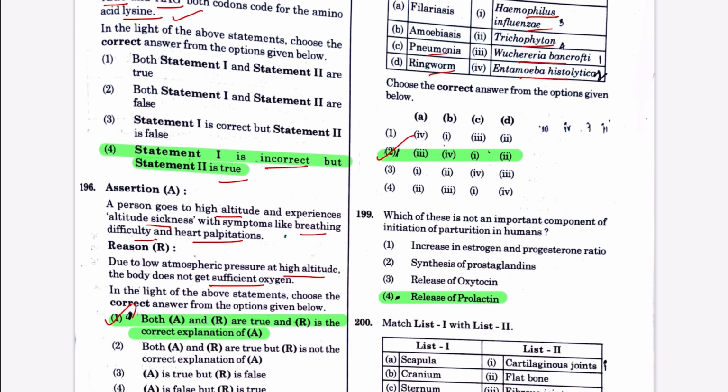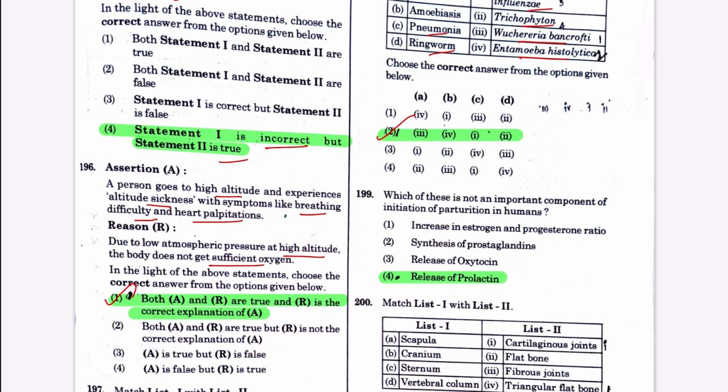Okay, which of these is not an important component of initiation of parturition in humans? 199. So parturition is childbirth. Obviously there will be an increase in estrogen and progesterone ratio. Prostaglandins would have been produced, oxytocin also would have been released, but prolactin has nothing to do with parturition. Prolactin is involved in milk secretion and formation, but not during parturition, right?